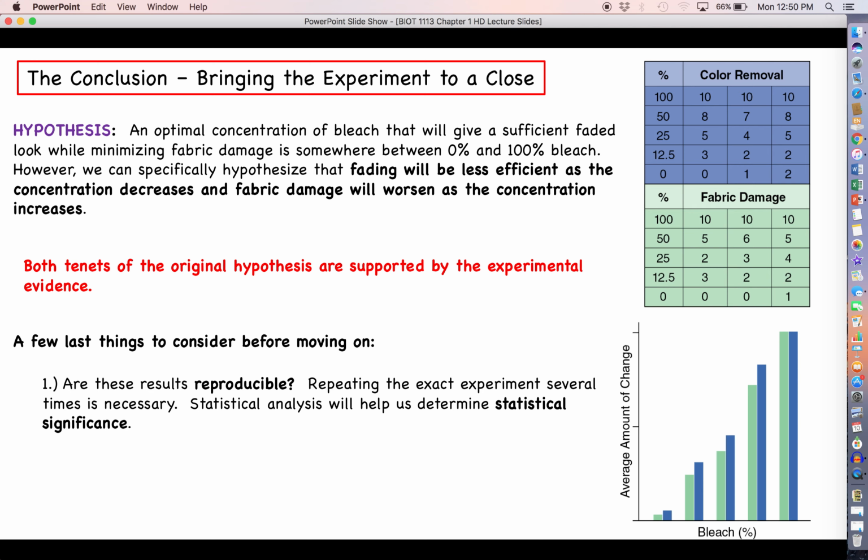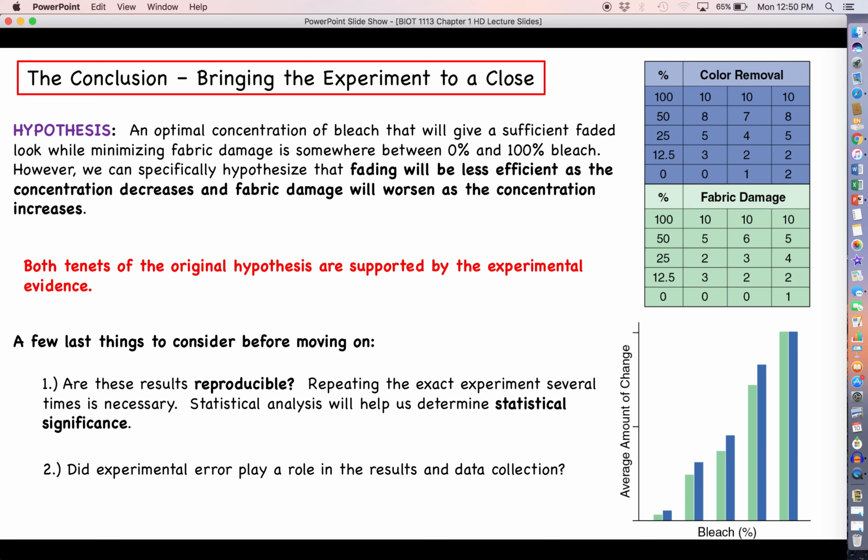And then statistical analysis, which is something we're not going to talk about right now, is going to help us determine statistical significance. For example, is the fabric damage we see between 50% and 25% really that different? That's something that could help us to answer that question.